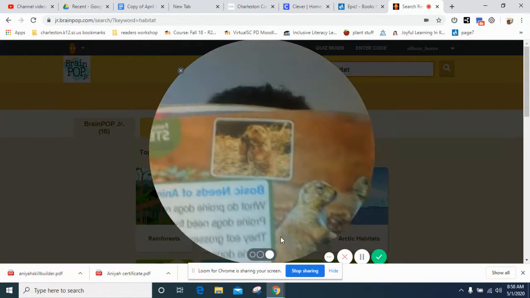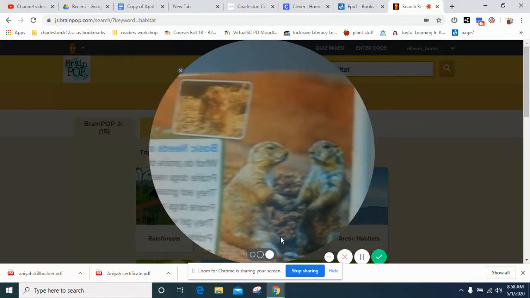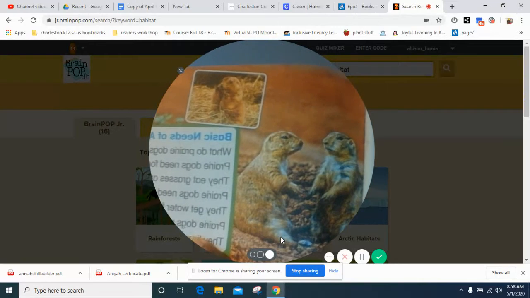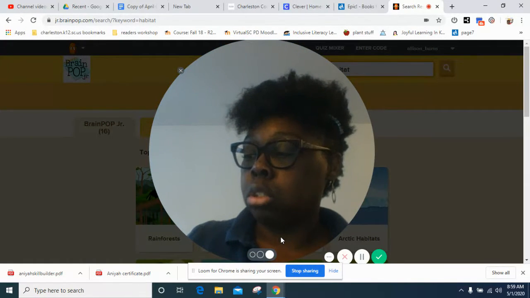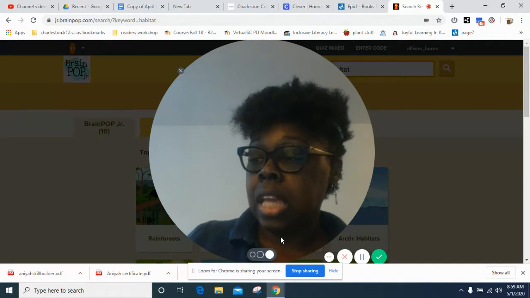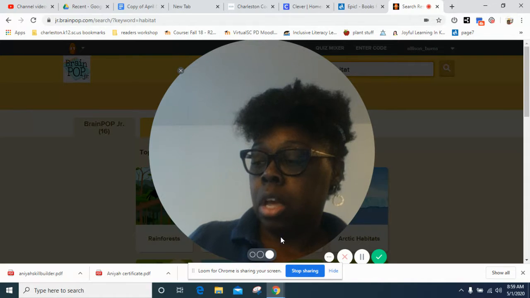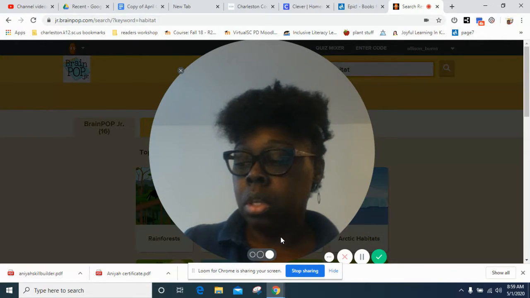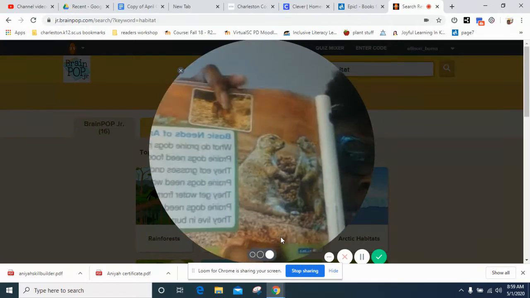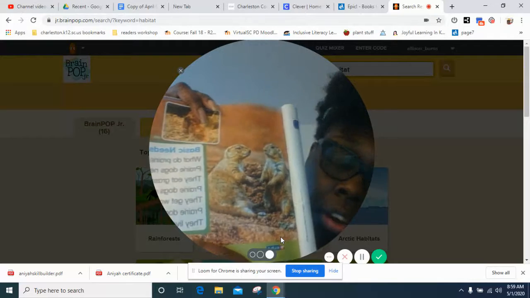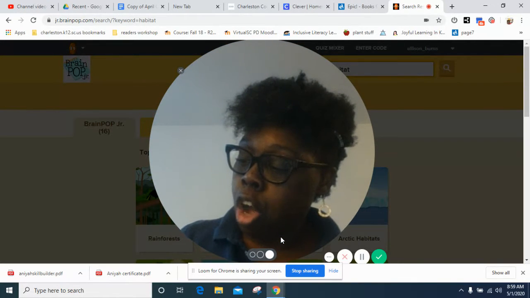So let's look at this picture. You know what these are? They look like big squirrels to me. These are called prairie dogs. What do prairie dogs need? Prairie dogs need food. They eat grasses and weeds. Prairie dogs need water. They get water from their food. And why do you think they get water from their food? They get water from their food because look at where they live. It's dry out there. So most of the food that they eat, they're going to have to get water from it. Prairie dogs need a home.